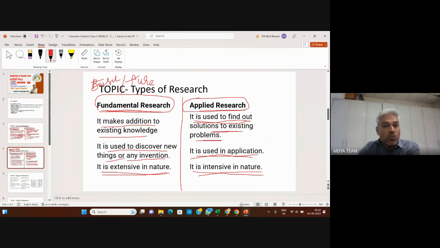Slide. In the next slide, we have learned about fundamental research, right? The names are fundamental, basic and pure research, and applied research. Fundamental research makes an addition to existing knowledge, and applied research gives the solution to an existing problem. Fundamental research is used to discover new things or invention, whereas applied research is used in application. It represents its name. Applied means application, right? Fundamental is extensive in nature and applied is intensive in nature.